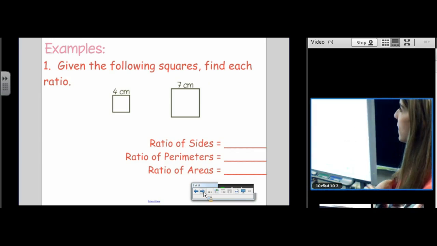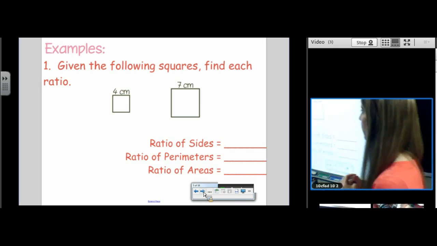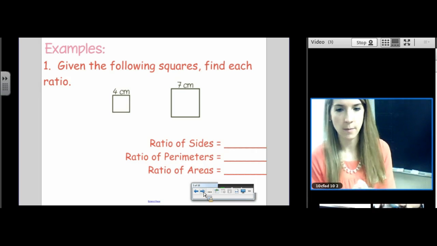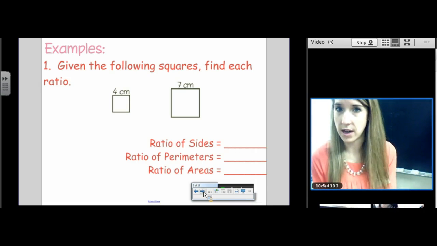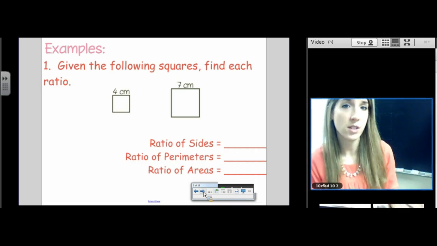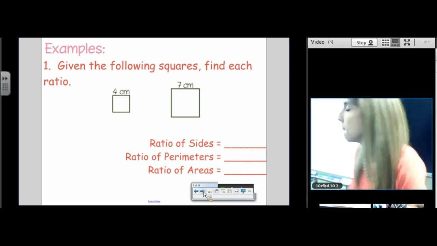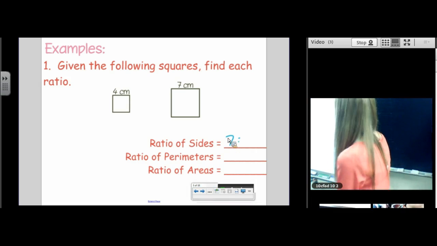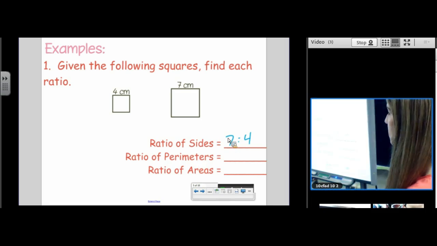Given the following squares, find each ratio. We're going to fly through these because it's going to be really, really straightforward, really basic. What is the ratio of the sides? Now, they didn't tell us what order to put it in. Some of the ones on your homework do tell you what order to put it in. This one doesn't. So we can do second to first if we want. The ratio of the sides, 7 to 4.